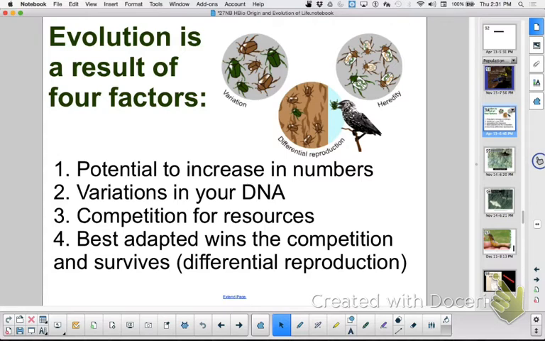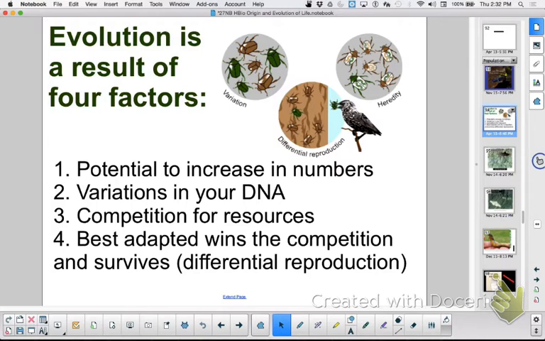So it's the process of evolution. We want to just review this briefly. Evolution is a result of 4 factors. You have the potential to increase, so there's room to move and change. There are variations in your DNA. If there's no variations, you're not going to get any evolution, right?